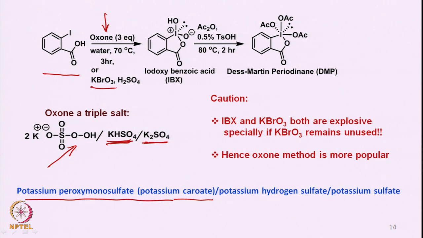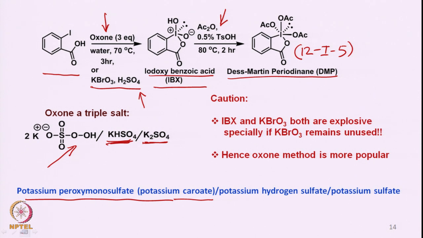But you can also use KBrO3, potassium bromate, and sulfuric acid, but there is a little problem with this particular reagent system that I will tell after some time. So this undergoes oxidation to form iodoxybenzoic acid, and this iodoxybenzoic acid is then acetylated under acidic conditions to form Dess-Martin periodinane. Now here, as I mentioned earlier, it is a hypervalent iodine based reagent, 12-I-5, that is the reagent that is formed.